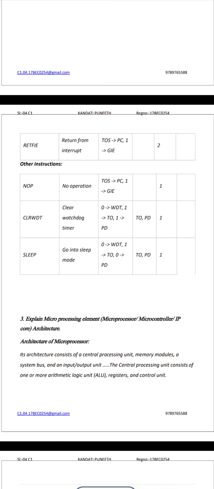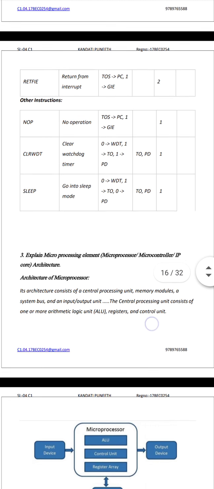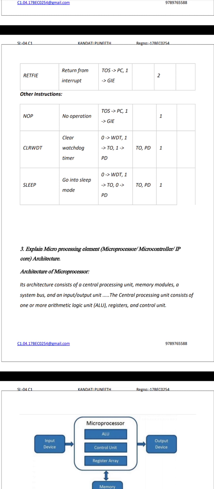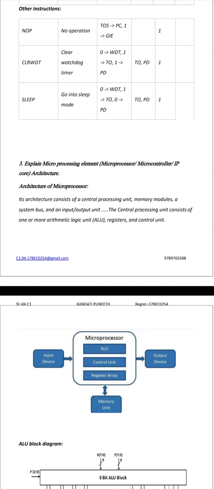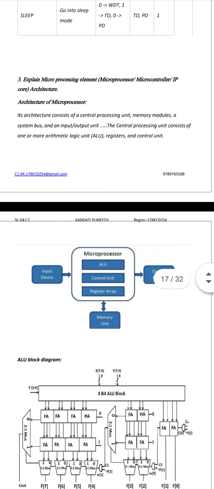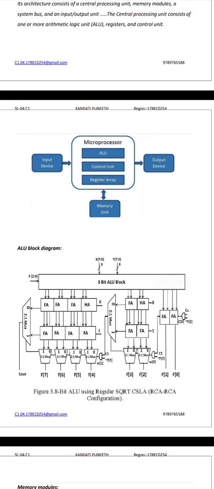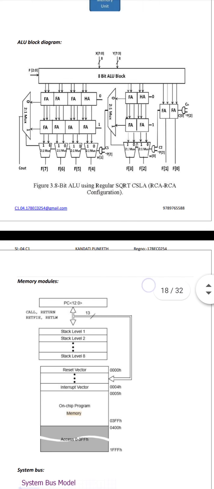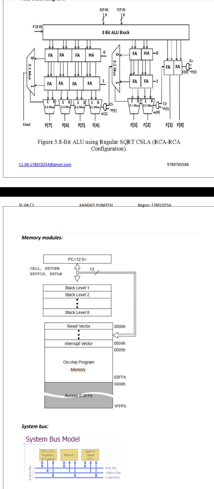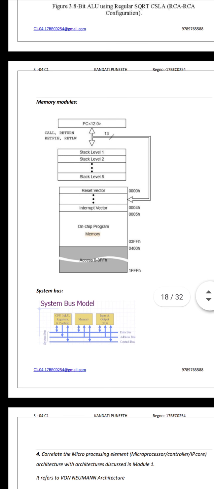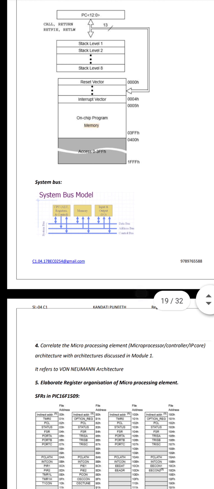And coming to the third question, this question is to explain the microprocessing element. We have to explain the microprocessing element through architecture, and this is the architecture of the microprocessor. Here are the main parts: ALU, control unit, register array, and side parts: input, output, memory unit. This is the main ALU block diagram. This is the 8-bit ALU block. This is the memory modules. And finally, the system bus, also a system bus model.